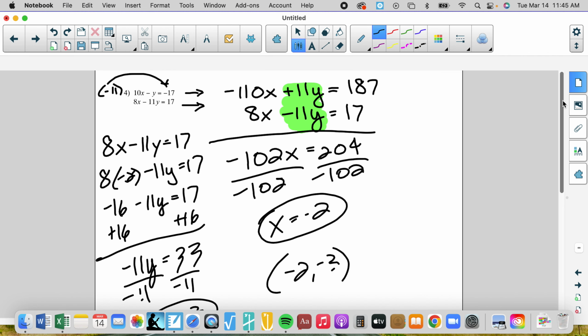Let's go back. That gives me negative 20. This gives me positive 3, which gives me negative 17. That's got to be a negative 11. And that's my answer. So that worked.